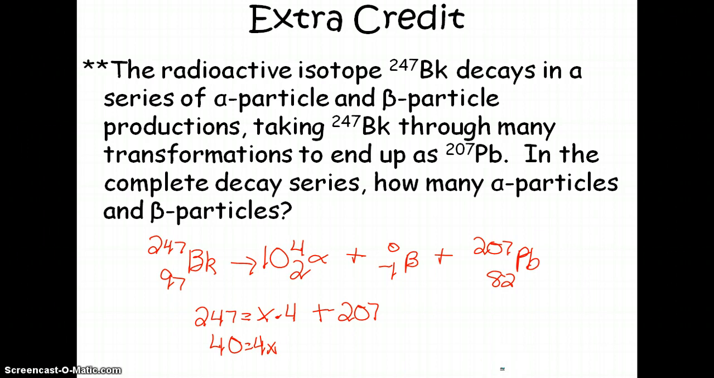Now you can find beta rather easily by setting the bottom number. So 97 equals 10 times 2 is 20. And then we're going to call the number of betas y. So we have y times -1, which is -y, plus 82. All right, so we really have 102 minus y, and then subtract 102, you get -5 is equal to -y. So 5 is how many betas you have.